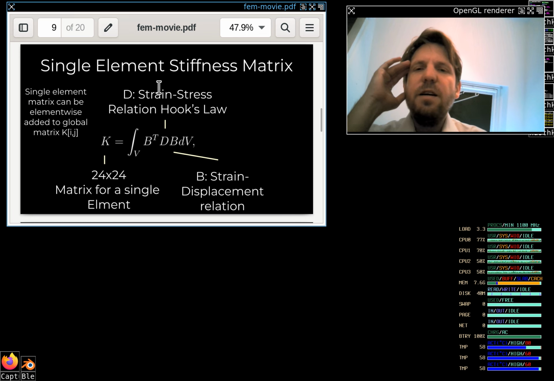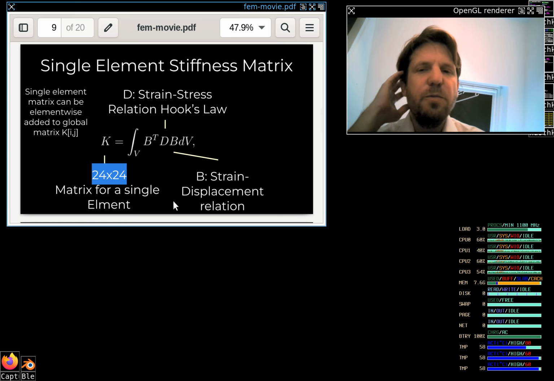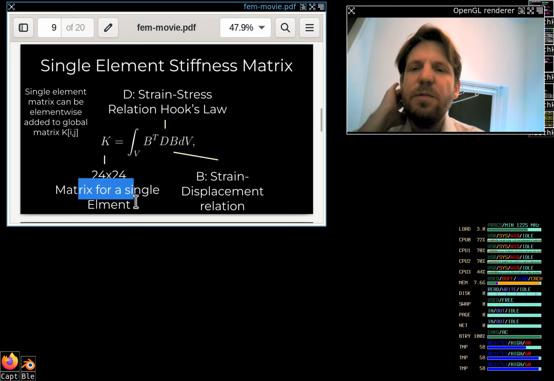So this K, in our case, as we have hexahedral elements, will become a 24 by 24 matrix for a single element. You can think about this as 8 times 3 degrees of freedom, so 8 corner points with 3 degrees of freedom gets you a 24 by 24 matrix.